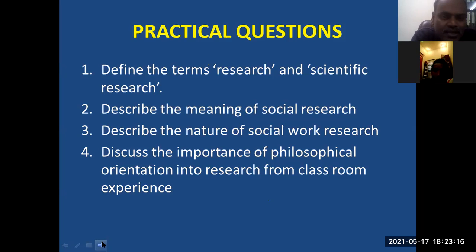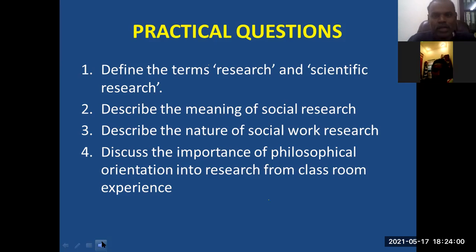There are practical questions for Unit 1. You can expect some questions from these practical questions. You can study what is research, what is scientific research. Then you need to describe the meaning of social research as well as social work research. You need to discuss the importance of philosophical orientations in research from your classroom experience. For example, in your future research, what kind of philosophical orientation do you need to follow? Do you want to follow transformative, pragmatism, constructivism or positivism? Which one do you want to go with?